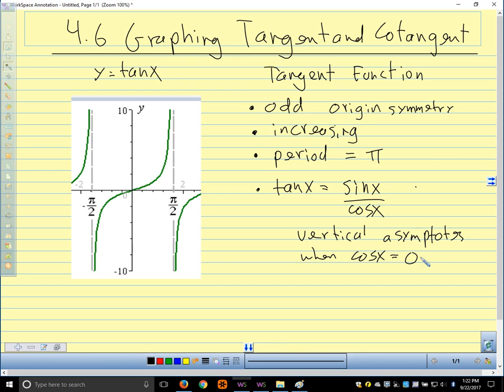And we know from our unit circle that is when x equals pi over 2, or 3 pi over 2, or 5 pi over 2, or 7 pi over 2. So we can keep adding multiples of pi to that, and we still get vertical asymptotes. And here n equals plus or minus 1, plus or minus 2, etc. So these odd multiples of pi over 2, where cosine equals 0, we're going to get vertical asymptotes at all those places.